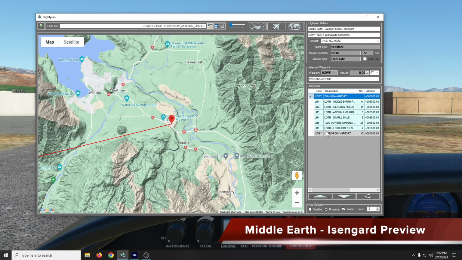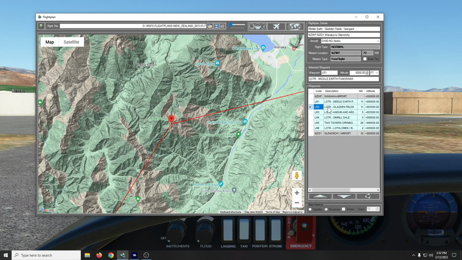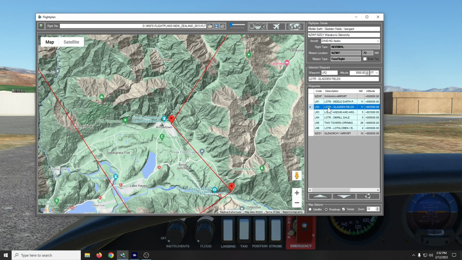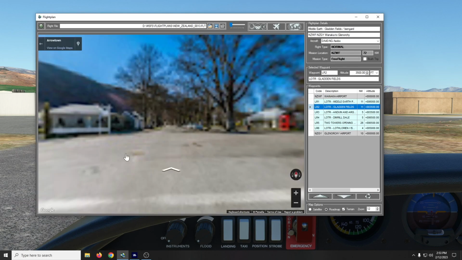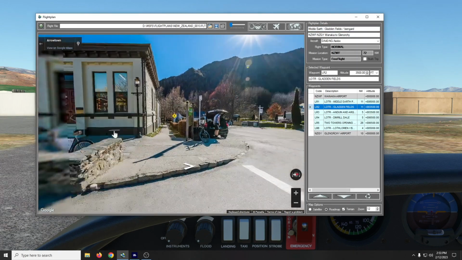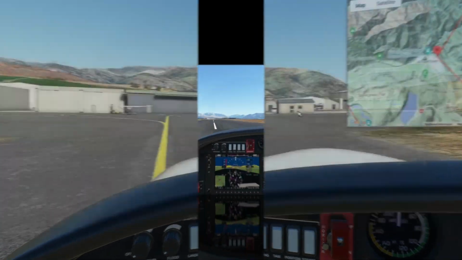This is the next leg of the Lord of the Rings series, Gladden Fields and Isengard. There's a lot of Lord of the Rings locations. Looks like there's some other things to see too. Arrowtown. That's Arrowtown. Anyway, let's go ahead and load it up in Flight Simulator and fly it.